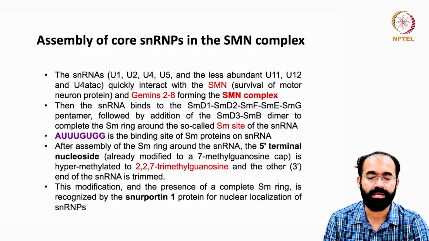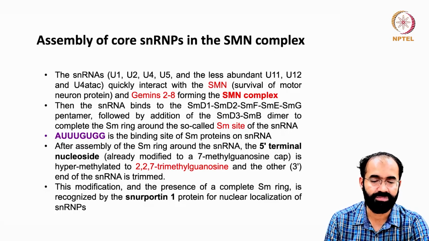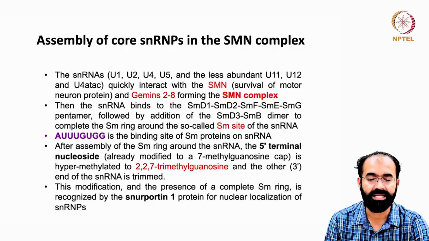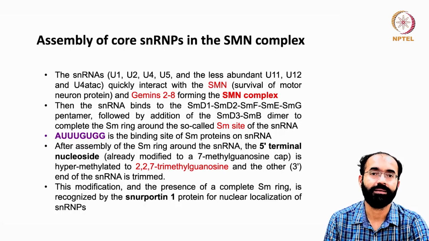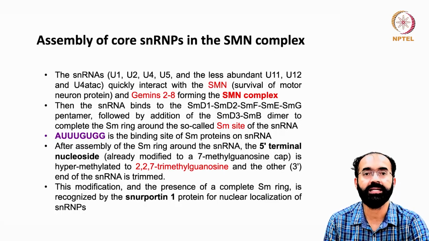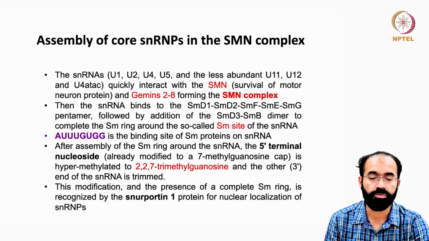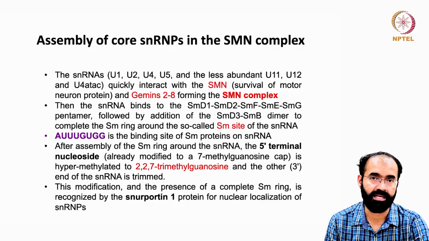The snRNA binds to the SMD1, SMD2, SMF, SME, SMG pentamer, like it forms a circle, followed by the addition of SMD3 and SMB dimer, to complete the SM ring. SM literally appears like a ring, that's why it is called SM ring, around the so-called SM site that is present on the snRNA to start with.